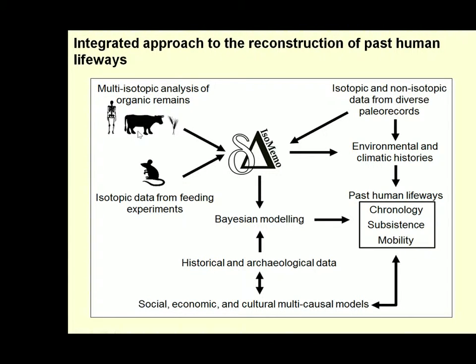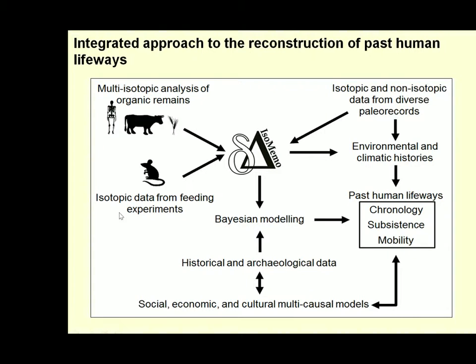The starting point, however, for this approach is the use of multiple isotopic proxies for the analysis of organic remains. And here I'm going to emphasize the analysis of human remains and quantifying aspects related with diet and mobility. And of course, that implies that we need to know how the isotopic signals in the environment and in food are transferred towards these human consumers. And for that, we need data from feeding experiments.